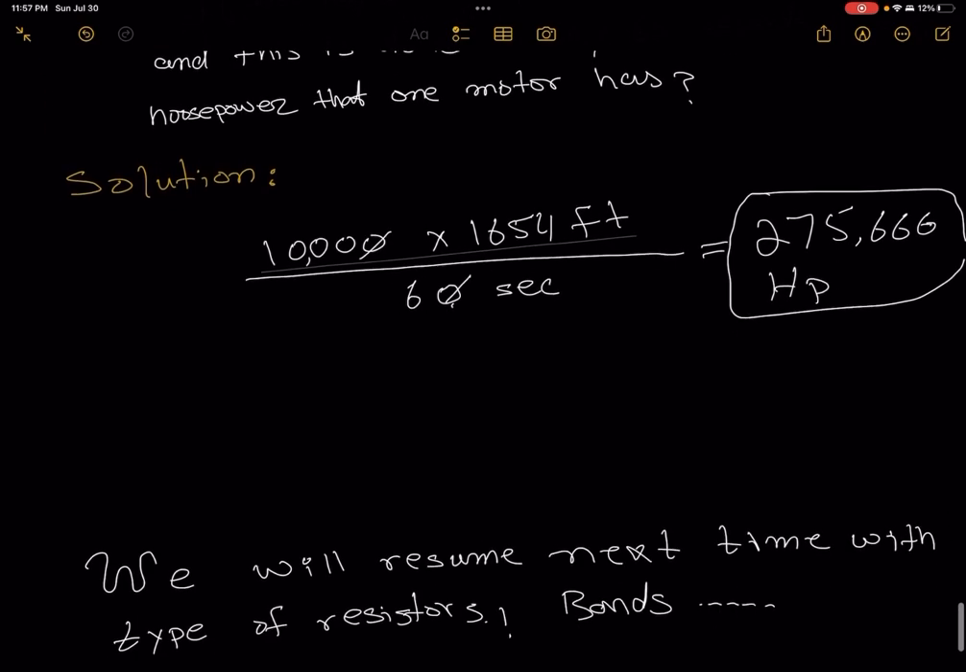Keep that in mind. Okay, I think we exceeded our time limit here. We will talk about resistors and resistor color bands next time, and maybe we will cover just a little bit of the metric system.